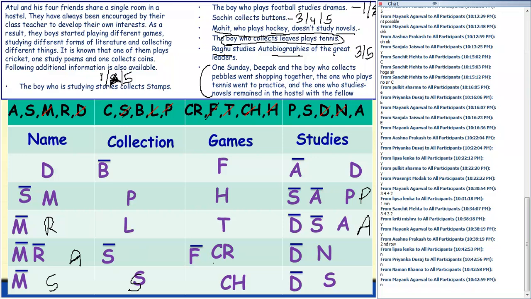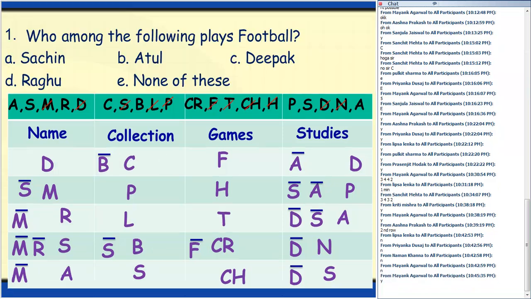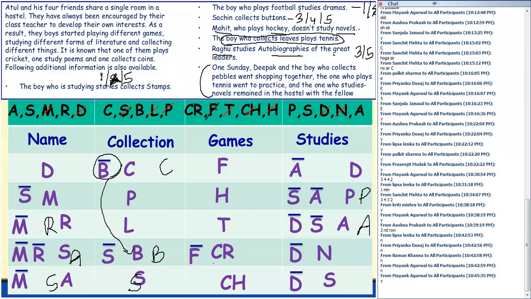Okay, yes, that's right. B cannot be here, so B has to be here. All right. So this is the fifth one. This will be C. So that's a complete table. Is it clear to all of you? So can we move to the questions if it is clear to all of you? This is a complete table.